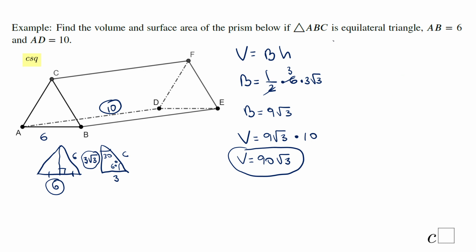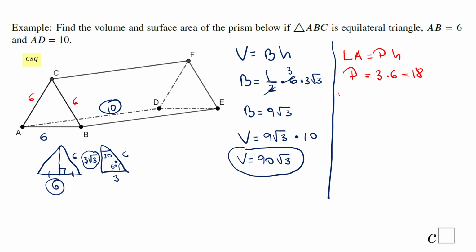And now we can move to the second part, the lateral area. By the way, if you need to evaluate, you need a calculator for square root of 3 and multiply by 90. Lateral area, if you remember, I'm going to use that shortcut, the perimeter times the height. The perimeter of this shape is what? 6 of this base, 6, right? It's an equilateral triangle, so we have 3 times 6, that is 18.